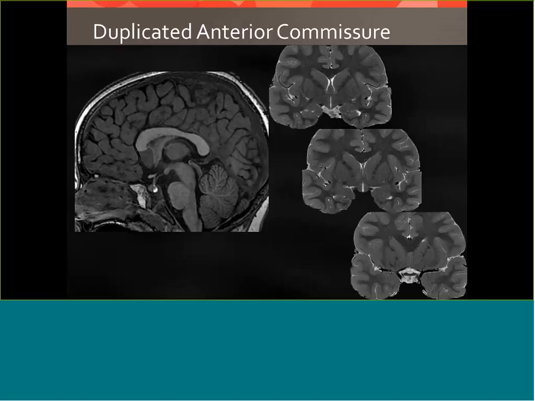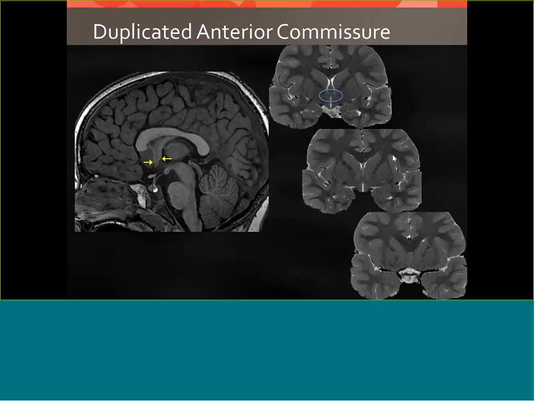Here's a fascinating case I saw recently that I don't think has been described in the literature, of duplicated anterior commissure. I show this to highlight the embryologic anatomy of the anterior commissure. As I mentioned, there are two subcomponents of the anterior commissure. There's the paleocortical and the neocortical. And I think here we can see two separate and distinct nodular areas representing crossing fibers of the anterior commissure, and perhaps different parts of the forebrain crossing in different areas.